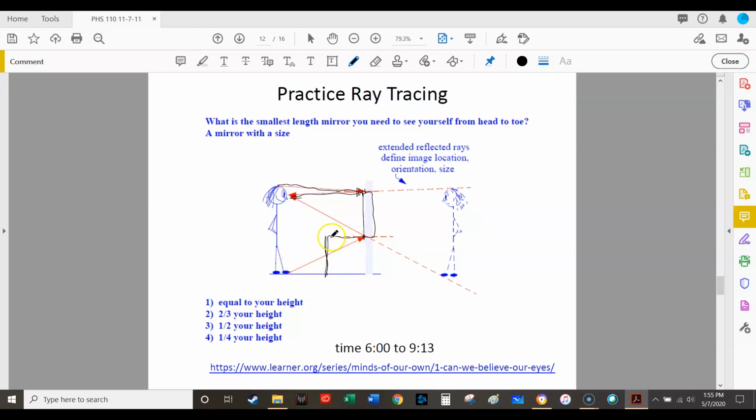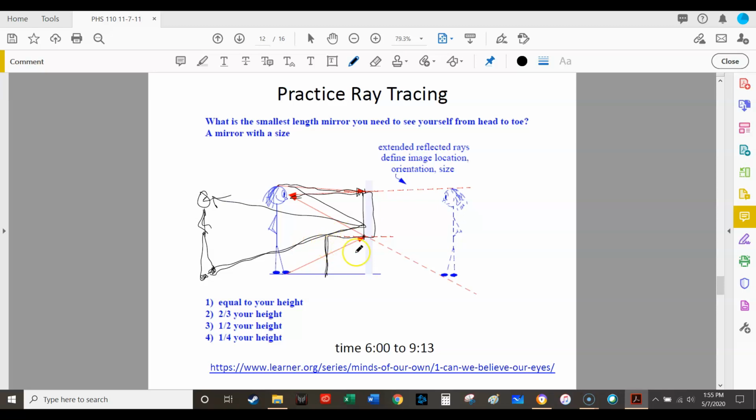Well, that's blocking your feet. The only way to actually see your feet would be to back up. But as you saw in the video, well, now you'll be able to see it coming back into your eyes.